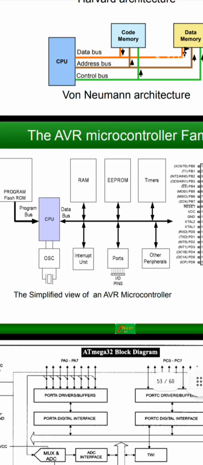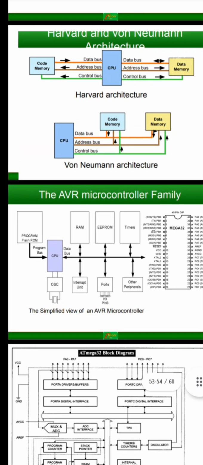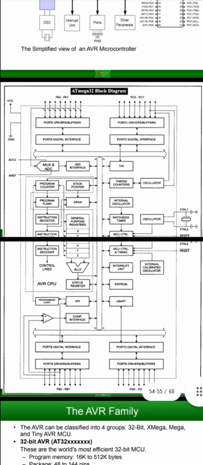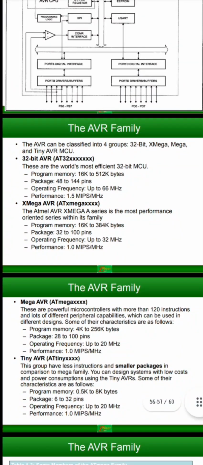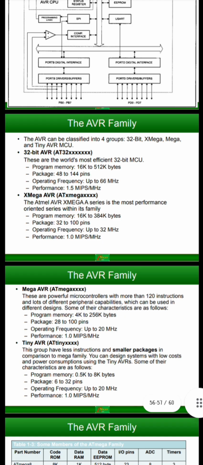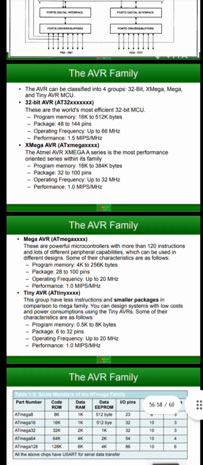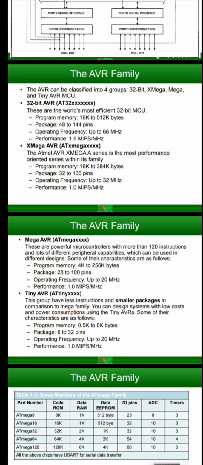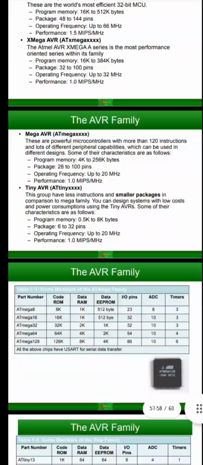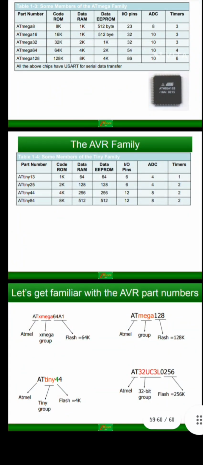RISC and CISC. CISC stands for Complex Instruction Set Computer. It has a large number of instructions, typically from 100 to 250 instructions. Some instructions perform specialized tasks and are used infrequently. It has a large variety of addressing modes, typically from 5 to 20 different modes, and a variable length instruction format.